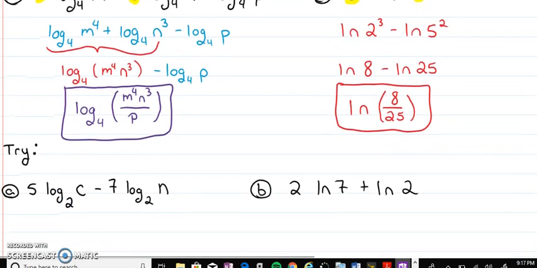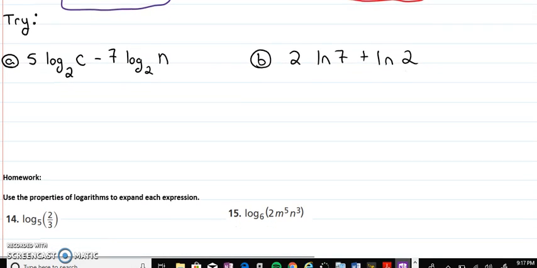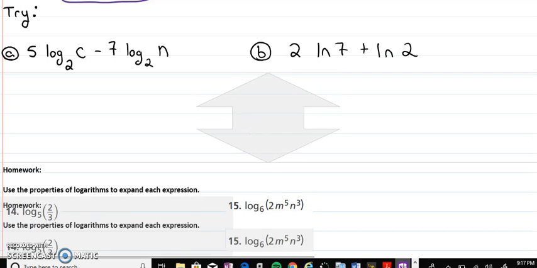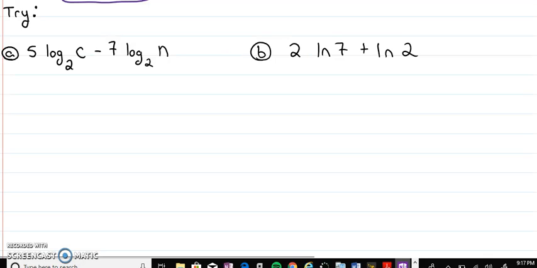Now what I'd like you to do is look at the try these, and see if you can figure out how to work through A and B on your own before you attempt the homework. So I'd like you to pause the video here, see if you can work out A and B, and then when you're ready, go ahead and click play to restart the video. Again, assuming that you actually paused and worked it out, we'll show you how you should have done it, or realizing that you probably just kept playing and said, oh, here he goes.